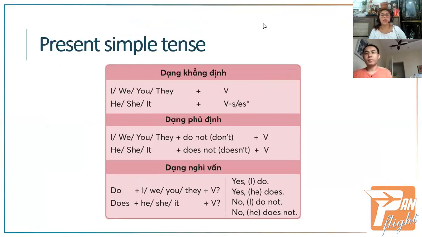First here, when we say present simple, of course, it is happening now. The present. So the verb is for I, we, you, and they. This is plural. So everything here is plural. So of course, we need to use plural verb.